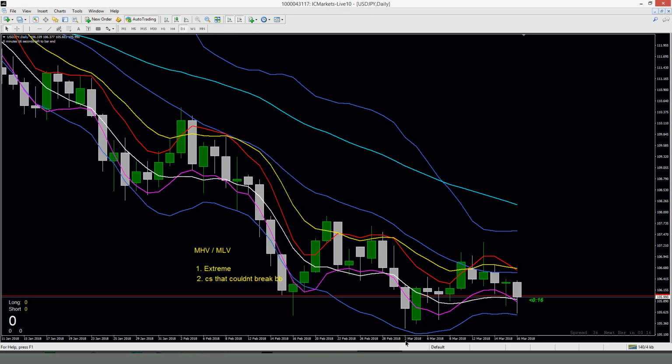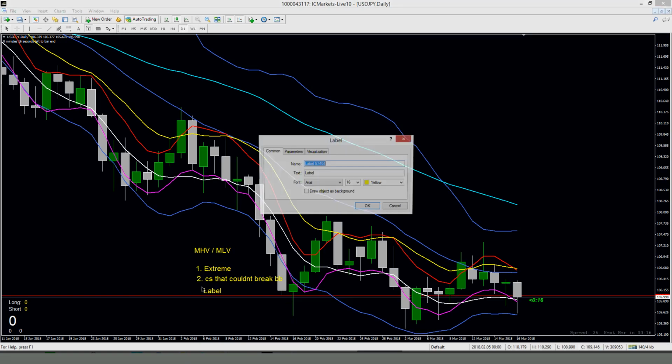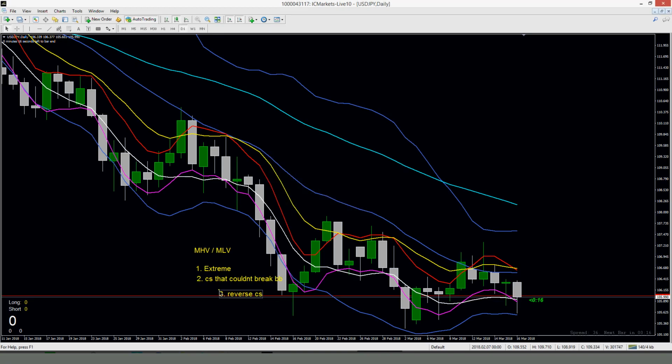So that is this candle over here. It couldn't manage to break the low BB. And then soon after that, at the next candle you have a reverse candle. Okay, so that's the third one.